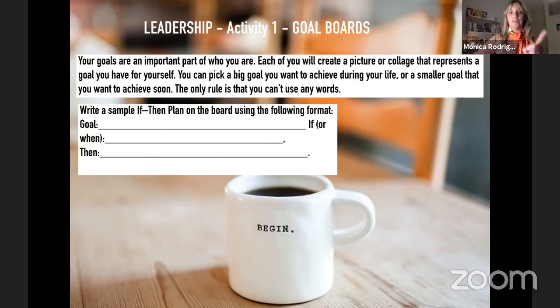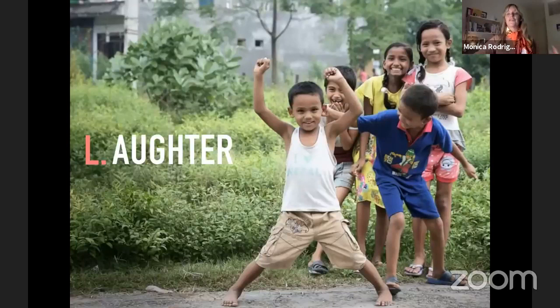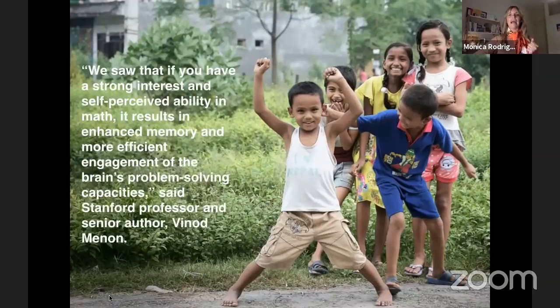But we have another L before we finish, and that L is laughter. The importance of having a good laugh with our students, never at our students, with our students, because we saw that if you have a strong interest and self-perceived ability in math, it results in enhanced memory and more efficient engagement of the brain's problem-solving capacities, said Stanford professor and senior author Vinod Menon. So he was explaining the connection between a good, relaxed atmosphere, humor in the classroom, and academic results, okay?